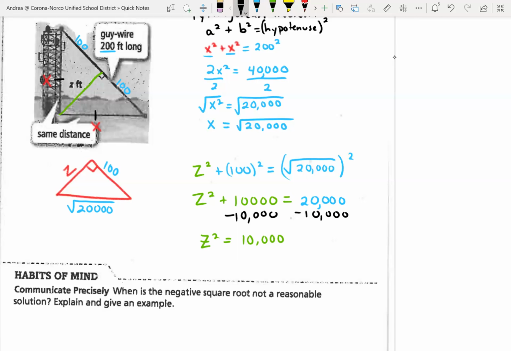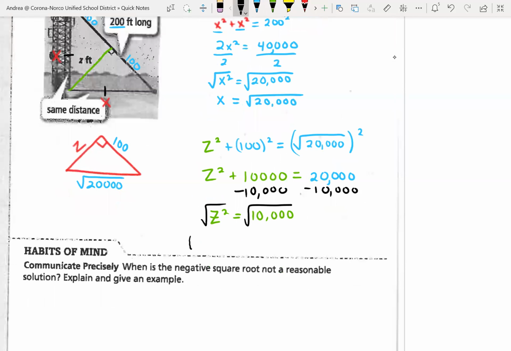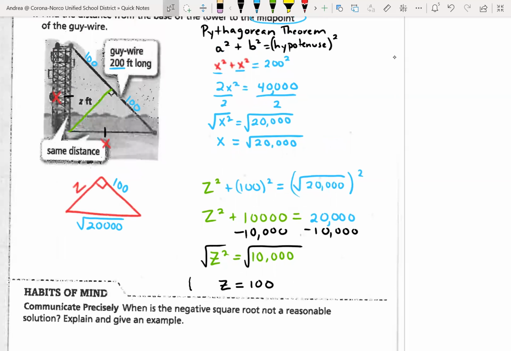Okay, then we square root both sides. And z equals, the square root of 10,000 is 100. Okay, why don't I need two answers here? 100 and negative 100. Very good, because we're measuring something, right? I'm asked for a length. Does it make sense if I say, oh, that length is negative 100 feet?